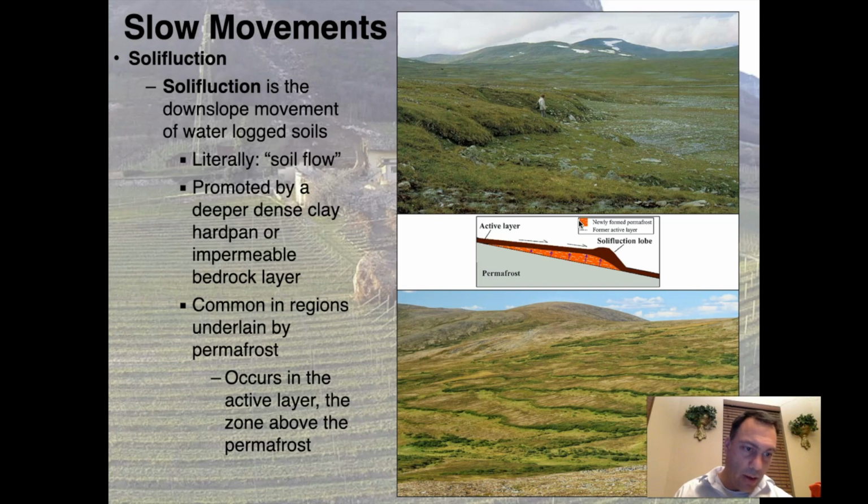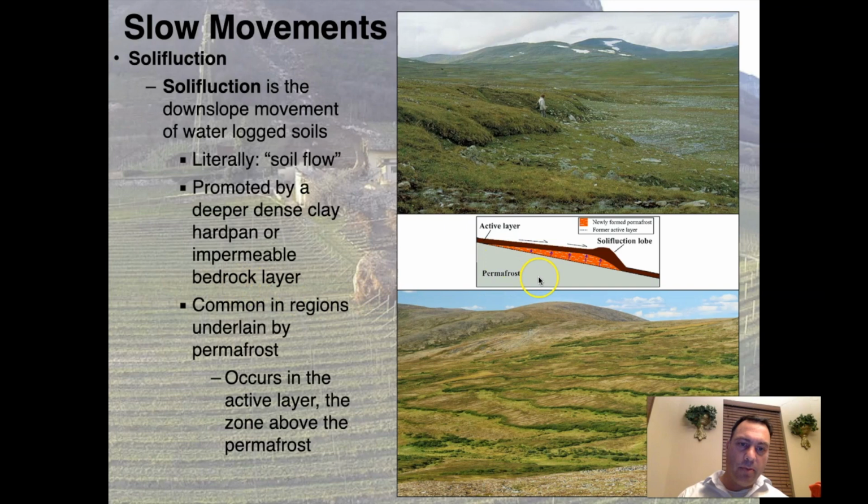Solifluction is another way that we can get soil to move in mass amounts very, very slowly. And this is usually more common in waterlogged soils in very frozen areas, in very cold areas like Alaska, northern Canada, Siberia, places like this. So it's the downward movement of waterlogged soils. It literally means soil flow, and it's promoted by a deeper, dense clay hardpan or impermeable bedrock layer.